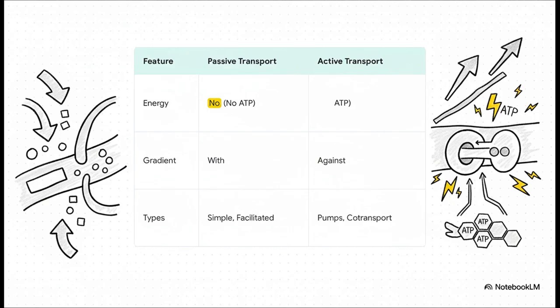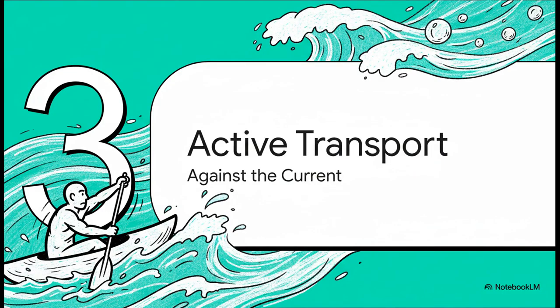All right, let's pause and look at this comparison. On the left, you've got passive transport, which we've just covered. See that energy row? No energy required. But look over on the right, there's a whole other category: active transport. And the big difference is right there. It demands energy in the form of ATP. And that brings us to our next major topic: active transport.